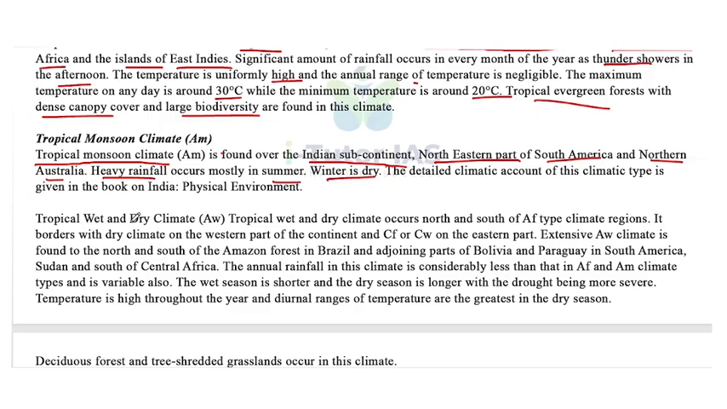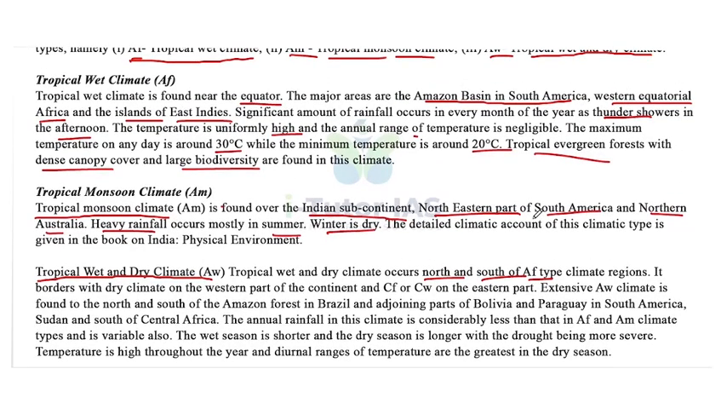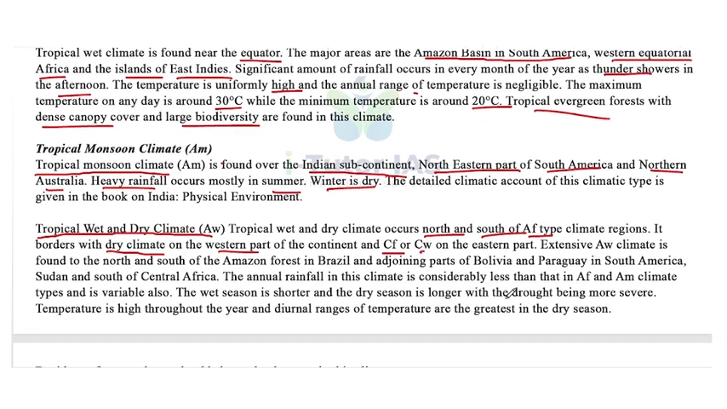Now, tropical wet and dry climate, that is AW. Tropical wet and dry climate occurs north and south of the AF type of climate region. AF is tropical wet climate. So the tropical wet and dry climate is found to the north and south of the AF type of climate region. It borders with the dry climate on the western part of the continent and the CF or CW on the eastern part.